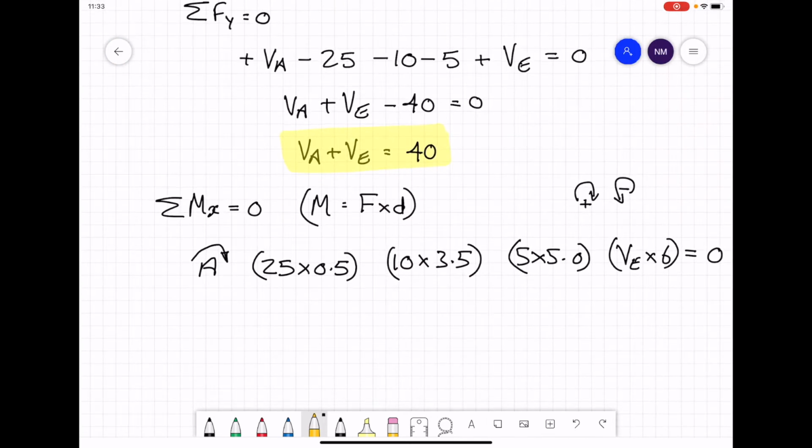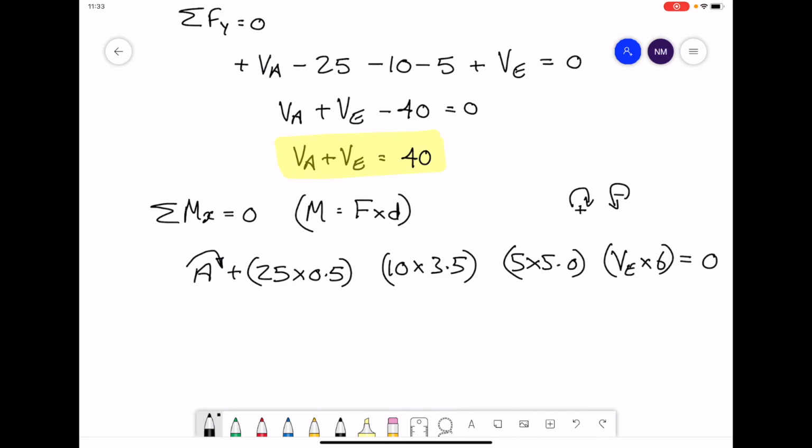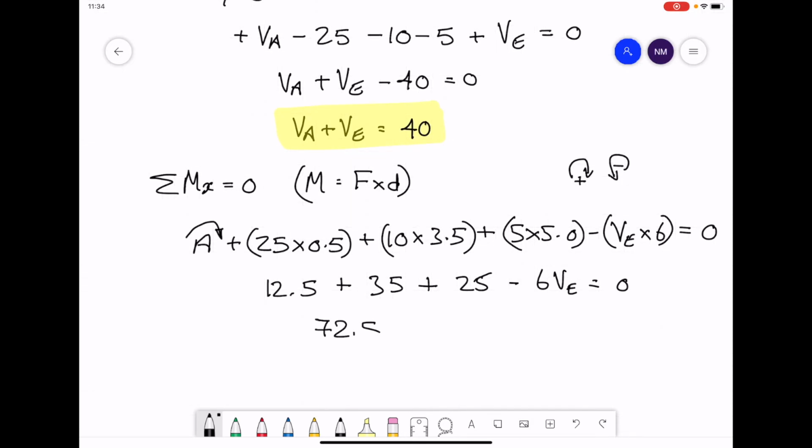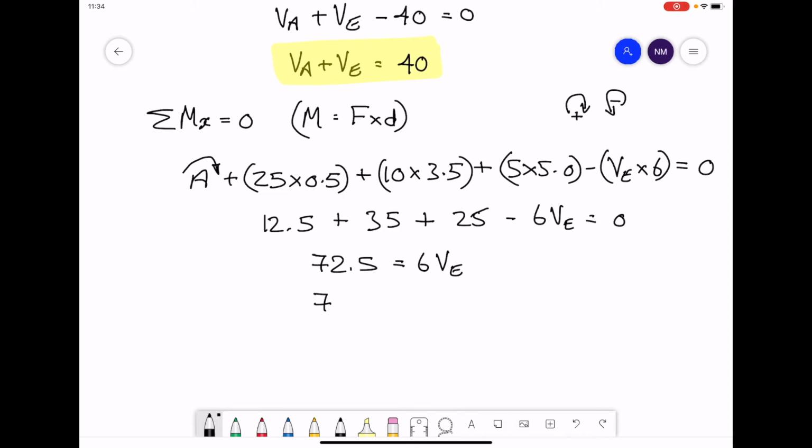These signs can be updated into our equation, and then it can be worked out. So we should have 12.5 plus 35 plus 25 minus 6 VE equals 0. 72.5 is equal to 6 VE. Then divide through by 6, and we get VE, the first reaction, to be 12.08 kilonewtons.